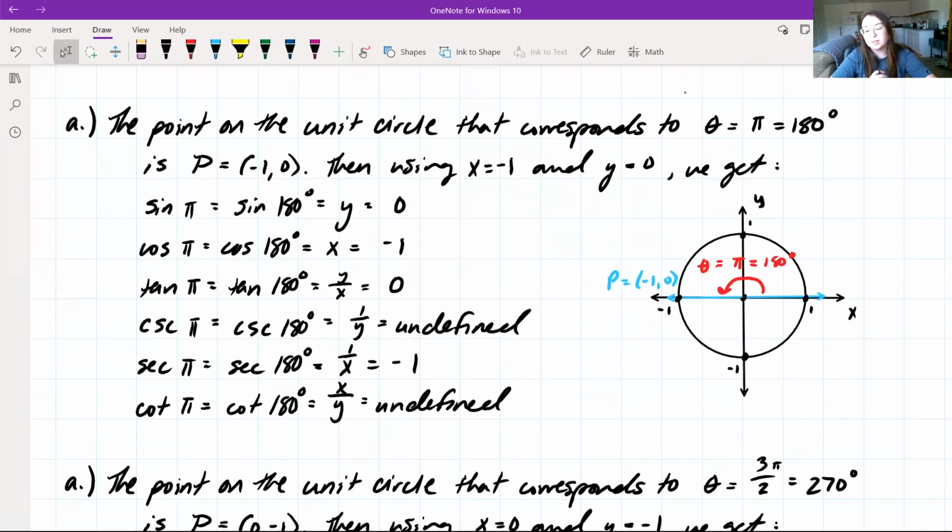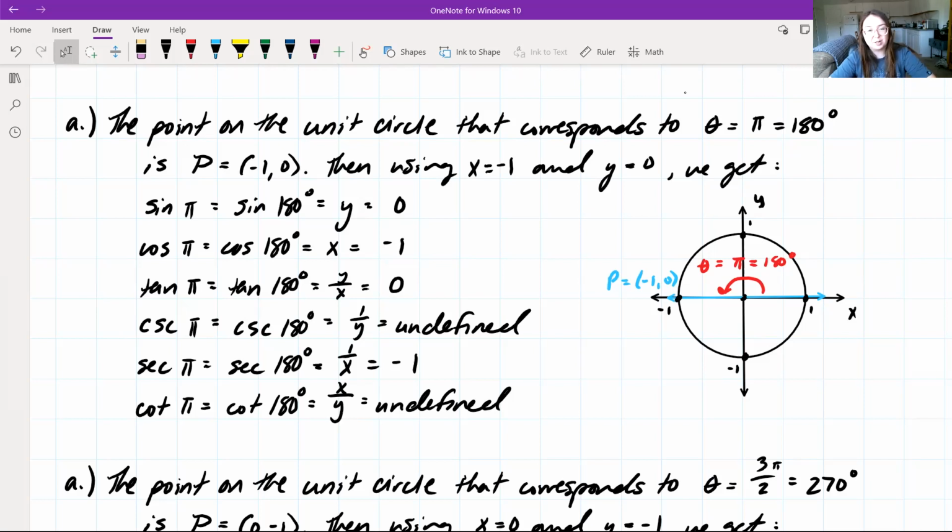Next, the point on the unit circle that corresponds to theta equal pi is going to be 180 degrees, and the point is going to be at -1, 0. So now we have negative numbers. So we're going to be using x equals -1 and y equals 0 to do it all over again. So sine of pi, or 180 degrees, is going to be 0, since y is 0. Cosine of pi, or 180 degrees, is going to be x, which is -1. Tangent of pi, or 180 degrees, is y divided by x, so 0 divided by -1. That's just going to be 0.